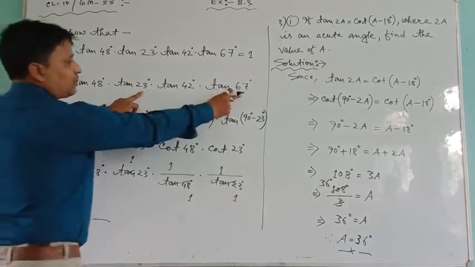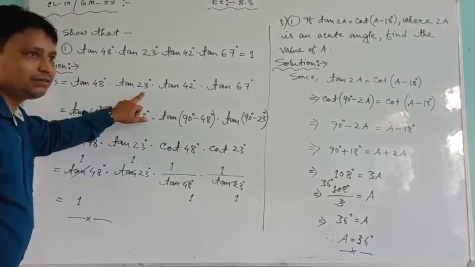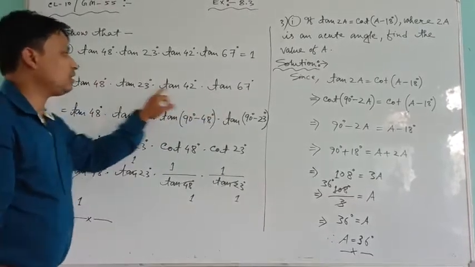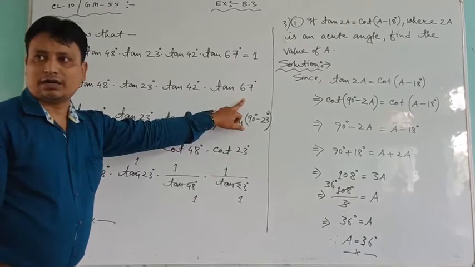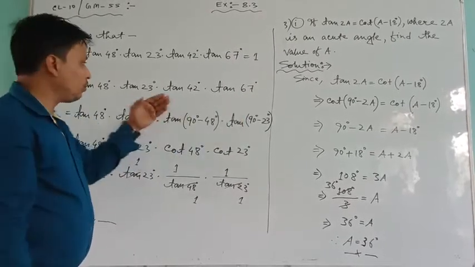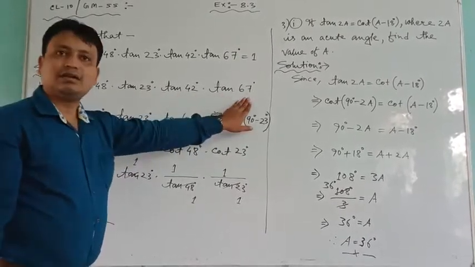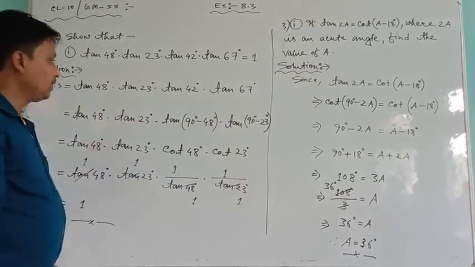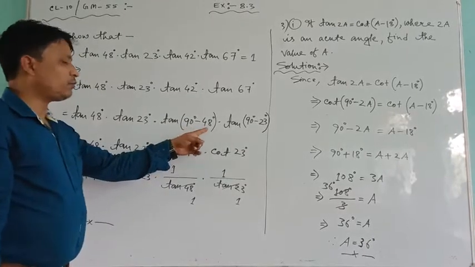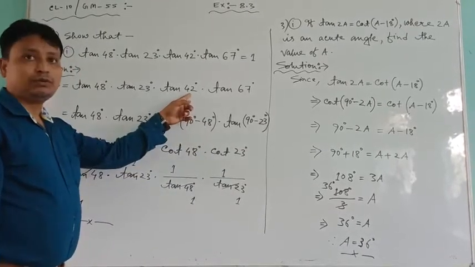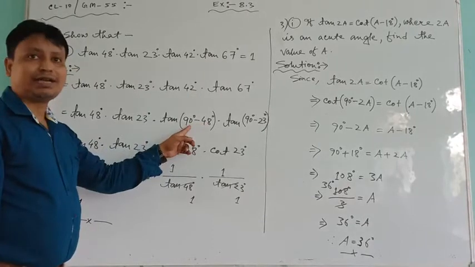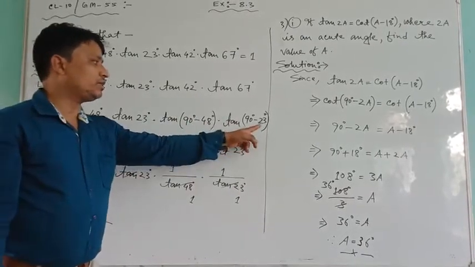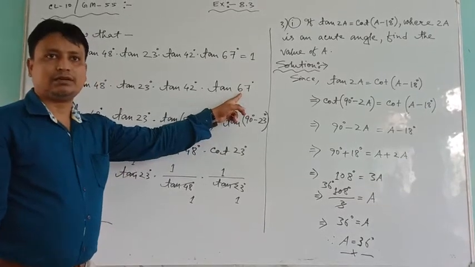Next one, see 23 plus 67 equal to 90, is it not? So between these, either you break this one or you break this one by quadrant rules. So we are going to break 42 and 67, and these two keep remain the same. Clear? Next step, you see 90 minus 48 equal to 42, because 42 plus 48 equal to 90. And 90 minus 23 equal to 67.